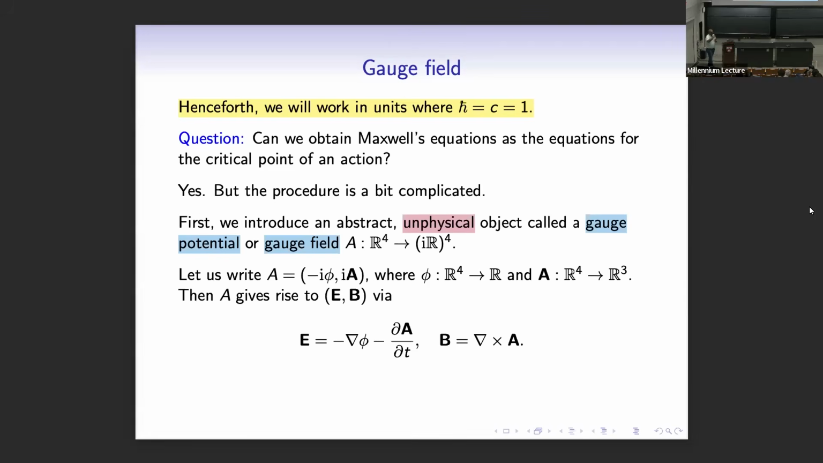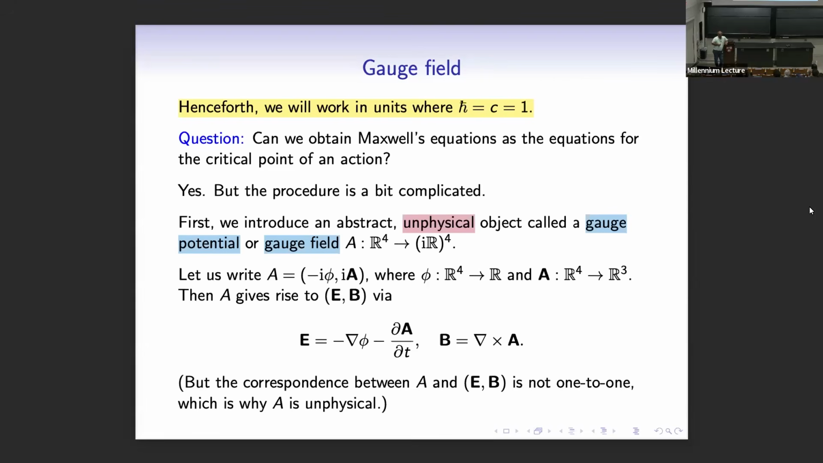So there is this gauge field, which is an abstract object. It's not a real object that you can measure in experiments, and it gives rise to this pair, electric and magnetic fields, which you can actually observe in experiments. The reason why A is unphysical is because the correspondence between A and this pair E, B is not 1-to-1, and that's a deep thing. It's this whole gauge symmetry thing, and we'll not have time to cover it in the talk. So there are many different gauge fields which correspond to a single E, B pair.